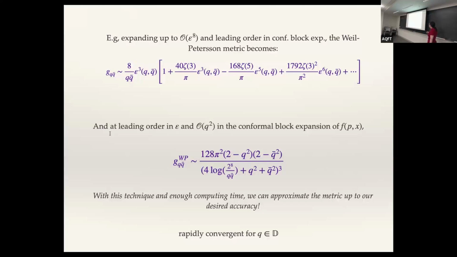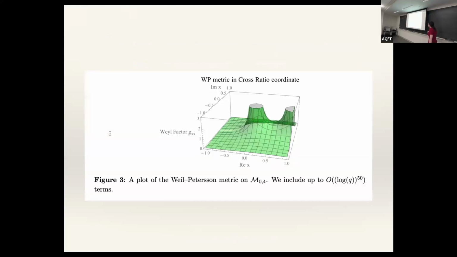Given that we have some analytic approximation to the metric, we can now plot various things and just see what they look like. So in the cross ratio coordinate, if you plot the metric, this is what it looks like. Well, we're just plotting the Weil factor of the metric, and here's the real part of the cross ratio. And then here's the imaginary part, and here these sort of cusps are near the boundary of moduli space at x equals 0 or x equals 1, where the surface degenerates, where two of the punctures come together. And here we included up to some very high number of terms in the 3-point function expansion.